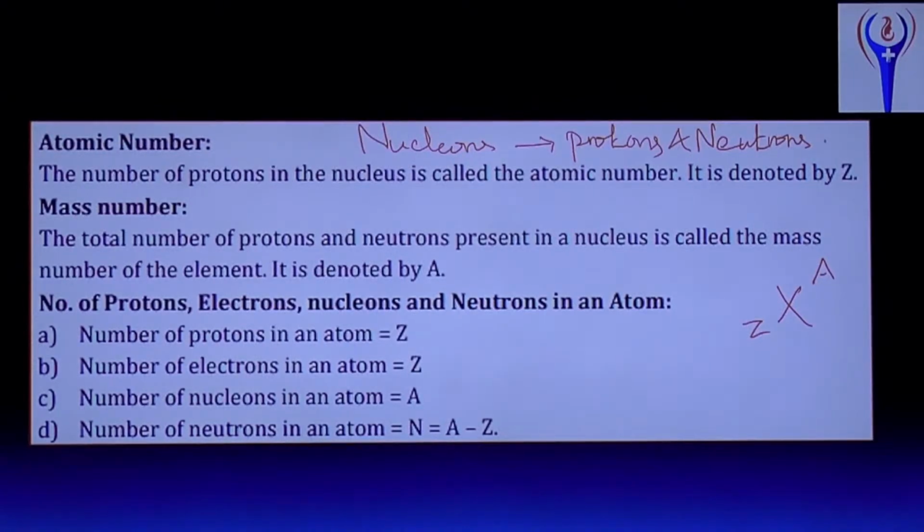And the number of neutrons in an atom, N equal to A minus Z. N equal to A minus Z. From this you are able to find the number of neutrons. Any doubt in this? No.